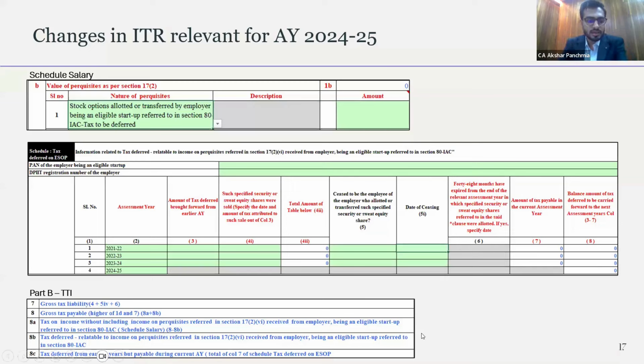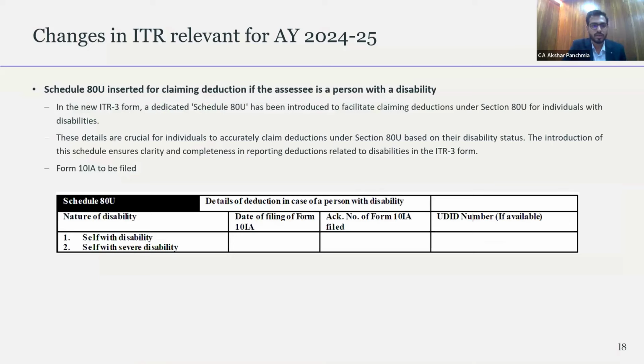This automatically again populates your Part B TTI, and you have to ensure that over here in 8A, B, and C, the numbers which are coming are correct, and that you are not taxed on the income which is deferred, and you might have to mention the tax amount which is also being deferred. These are now smaller changes which have come and which may be slightly esoteric, but are changes nonetheless.